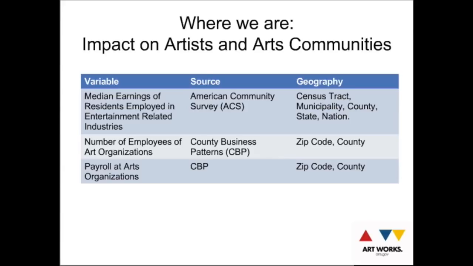The next 2 indicators, number of employees at arts organizations and the payroll at arts organizations, both come from another census source, this time the county business patterns data. Now, before moving on to the next set of indicators, I want to take a moment to highlight a couple points about these as a way of illustrating the emphasis we want to put in this indicator system on transparency, and in this case, the importance of clearly articulating the strengths and weaknesses of different indicators.